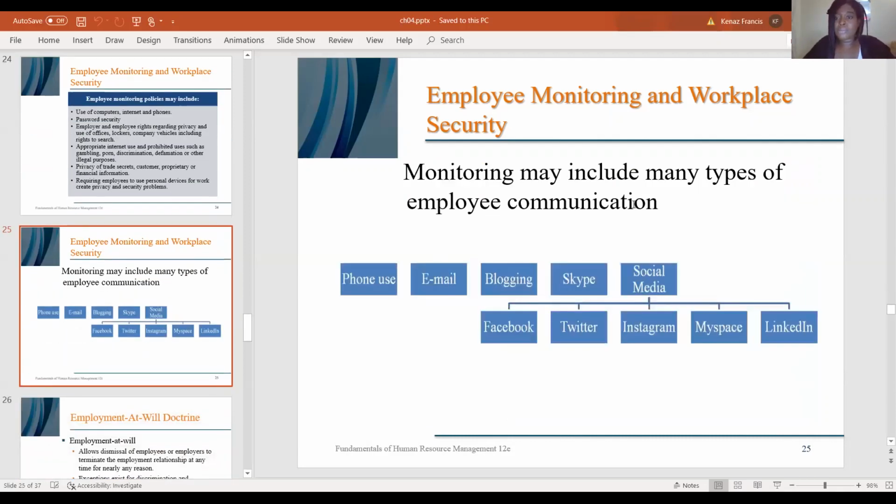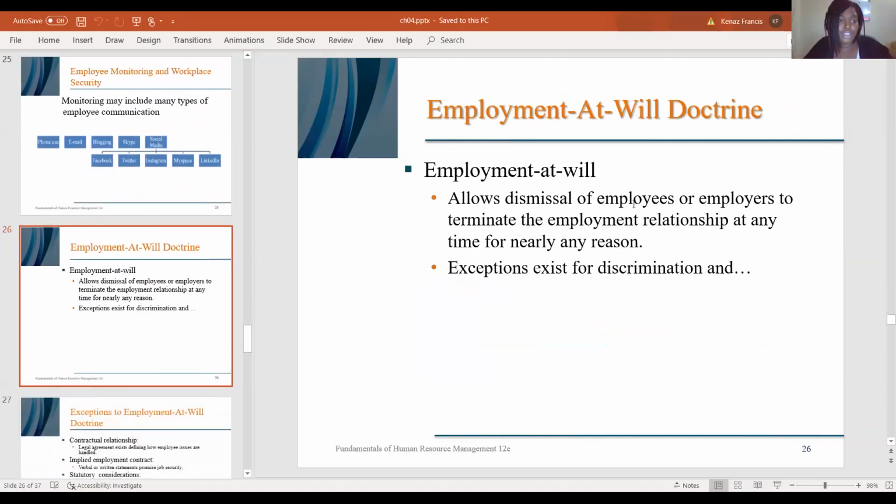All right, so monitoring may include many types of employee communication as stated here, all right? So your emails, social media, professional websites. So employment at will, and I think I would have spoken to you about employment at will, allows dismissal of employees or employers to terminate the employment relationship at any time for nearly any reason. Exceptions for this would be discrimination.